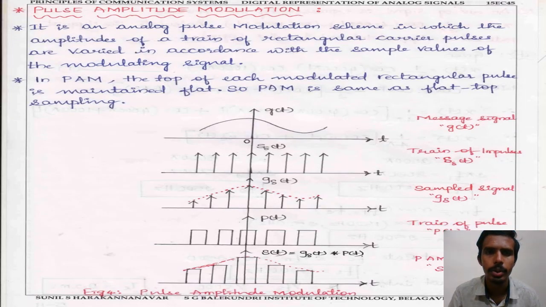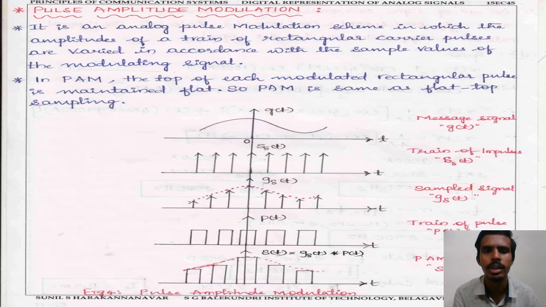So pulse amplitude modulation is an analog pulse modulation scheme in which the amplitude of the train of rectangular carrier pulses is varied in accordance with the sample value of the modulating signal. In PAM, the top of each modulated rectangular pulse is maintained flat. So PAM is the same as flat top sampling.